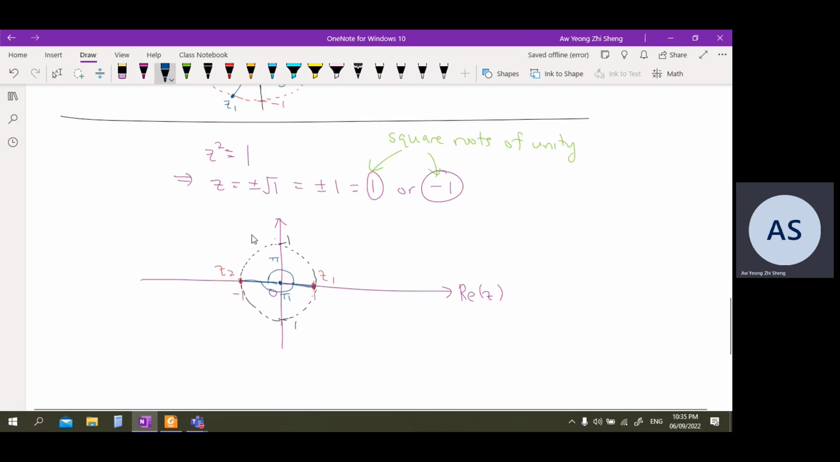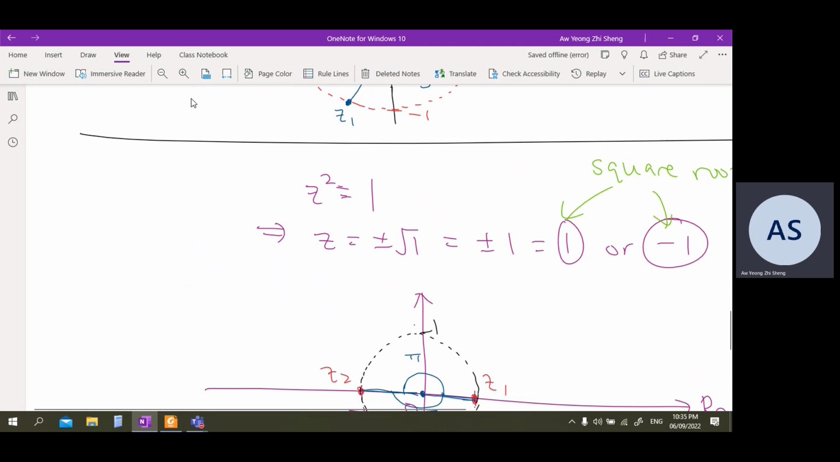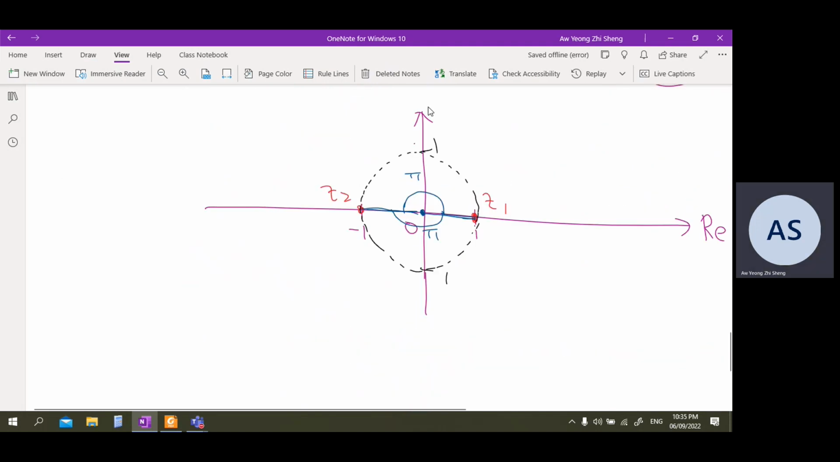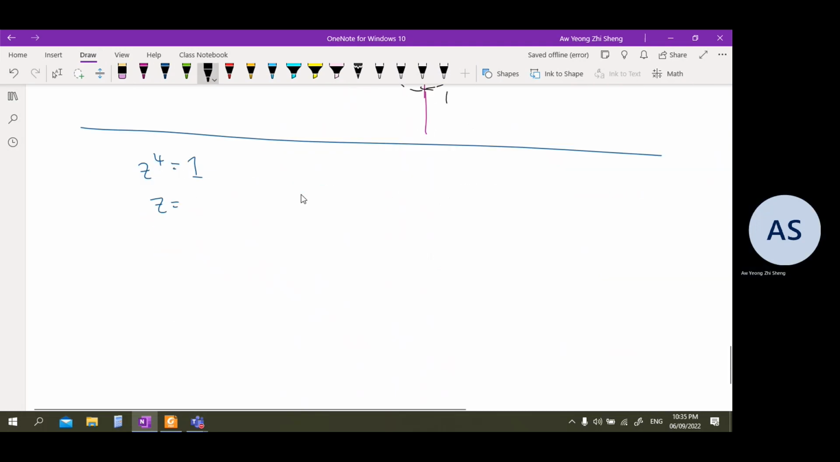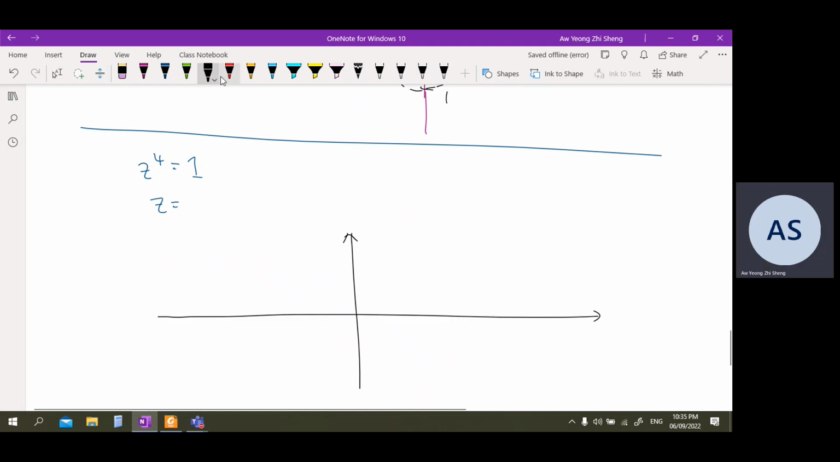And with that, you can also foresee that if I ask for the fourth roots of unity, if I ask for z to the power 4 equals 1, then what are the solutions for z? You can actually guess what the solutions are by looking at your Argand diagram. Now that you know all the solutions for roots of unity must be along the circumference of the unit circle.